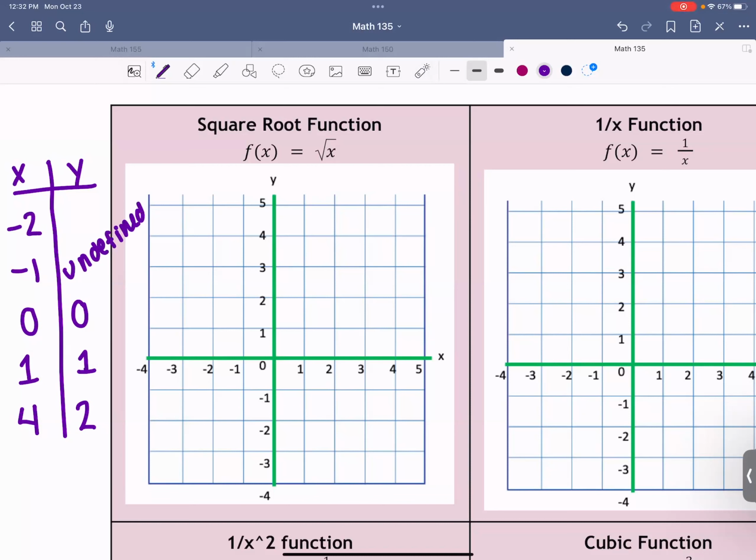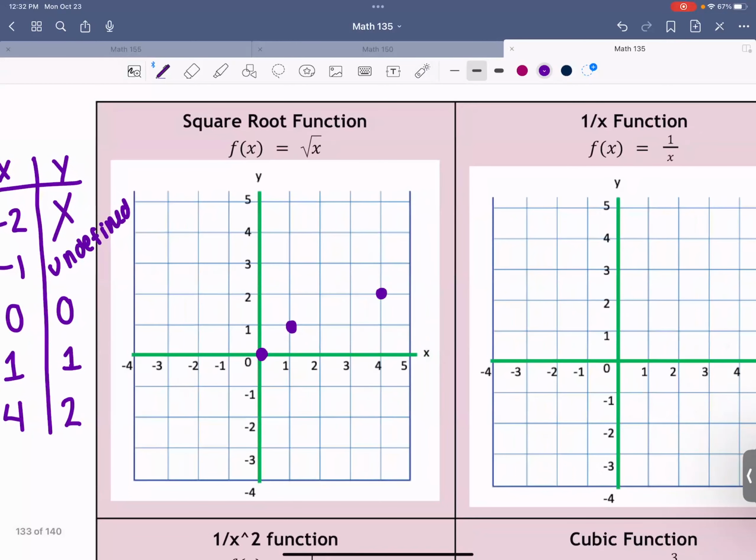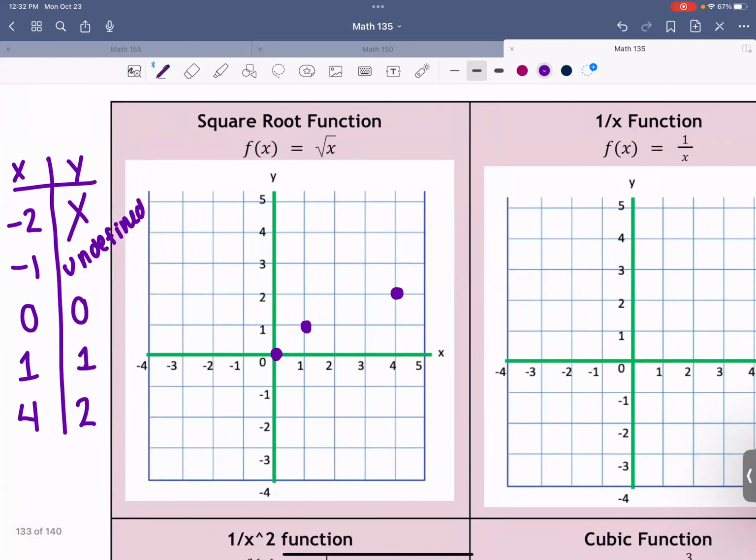Okay. -2 would not work, right? -3 would not work. -0.5 will not work. So basically the square root function doesn't exist when x is negative. It just isn't there. Okay. So how do we draw this? Well, let me plot my points. 0, 0, 1, 1, 4, 2. Okay. And basically what happens is on the left side of the graph, there's no graph because the function is undefined everywhere before x equals 0.